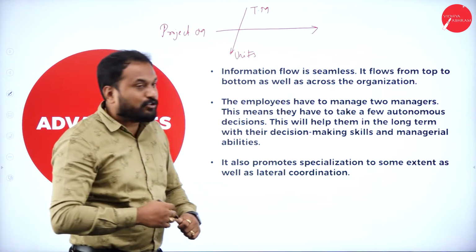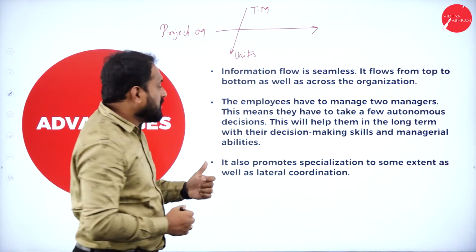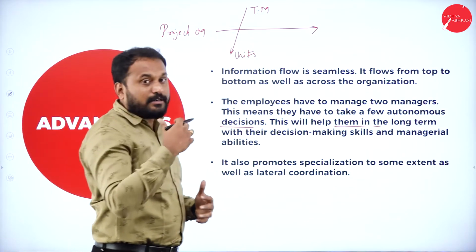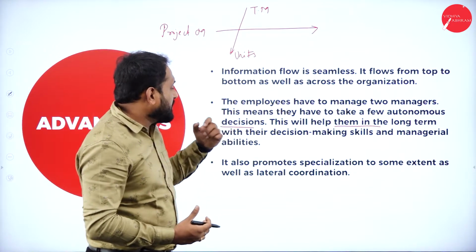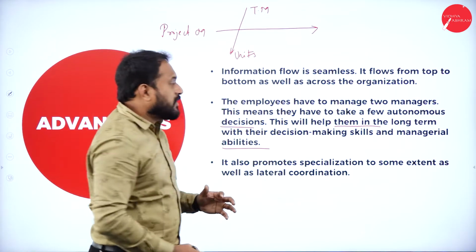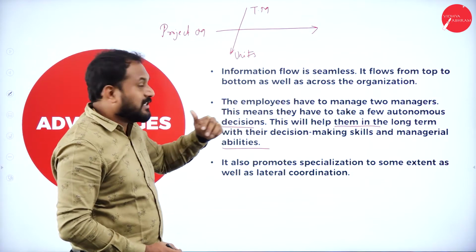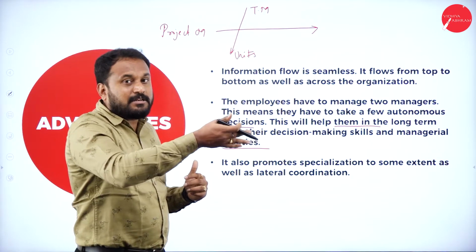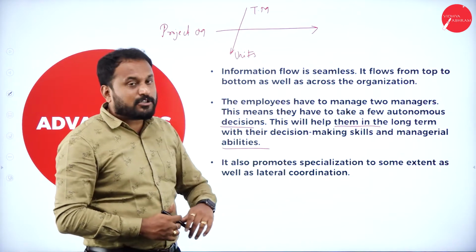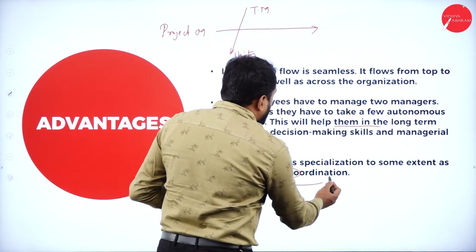The employees have to manage two managers. This means they have to take few autonomous decisions. This will help them build their long-term relationship with their decision-making skills and managerial ability. Now what happens here to the employees is they have to manage two managers, that means the functional manager as well as the project manager. It also promotes specialization to some extent as well as lateral coordination.